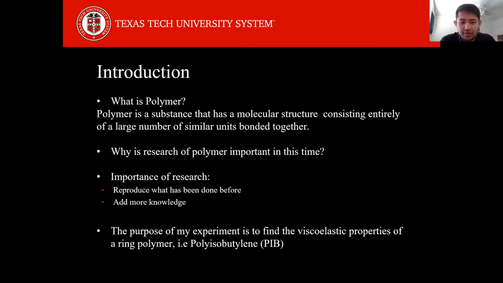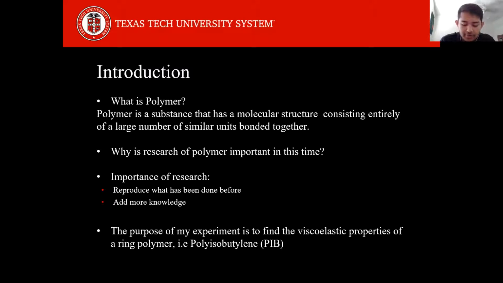The research is very important because of the growing use of polymers as a structural component in the microchip industry. There's an increasing need for the measurement of the mechanical properties of films at the nanometer size level. For my experiment, the sample we chose was the high molecular weight polyisobutylene, which is a ring polymer.